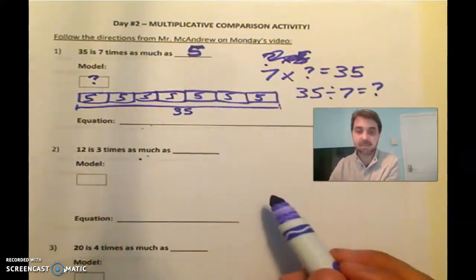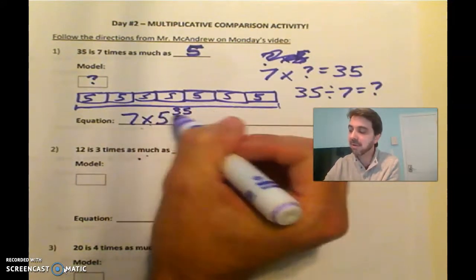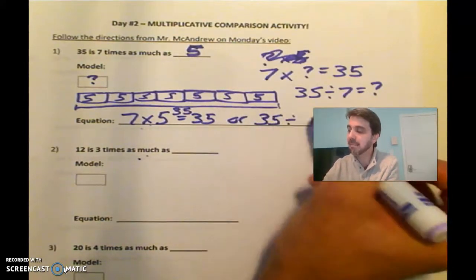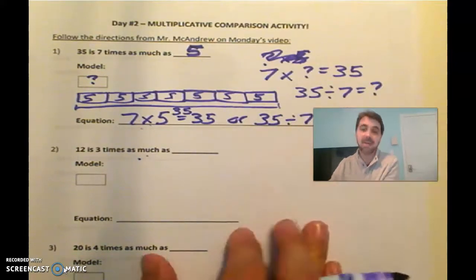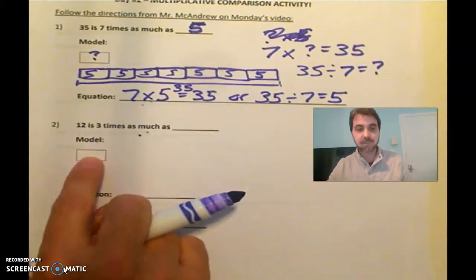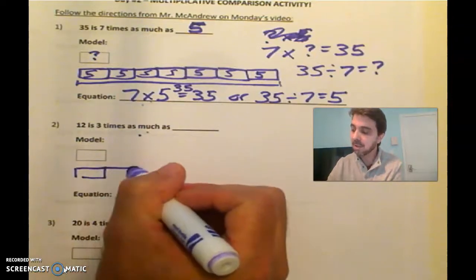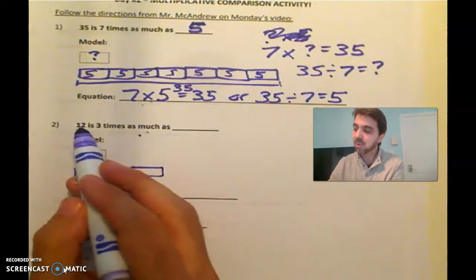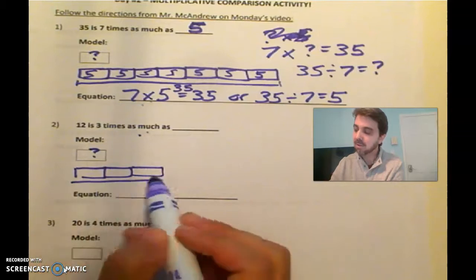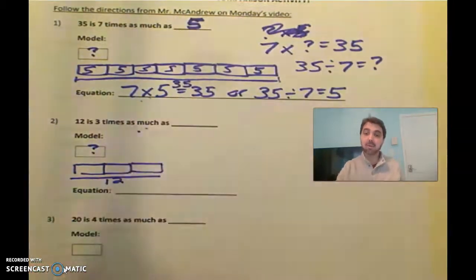So our equation could either be this or this. It could either be 7 times 5 equals 35, or you could write 35 divided by 7 equals 5. Either one is correct. Okay, so down here, you're going to do the same thing. It's going to be 3 times as much, so 1, 2, 3. So 12 is 3 times as much as what? All right, so we know this is 12. And so what are each of these boxes going to be? And that's how you do the rest of the problems.